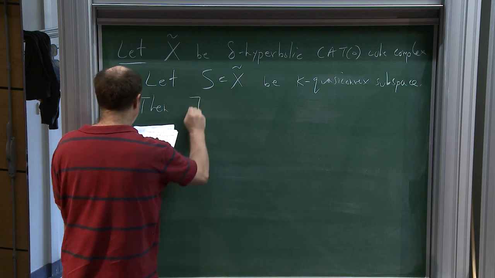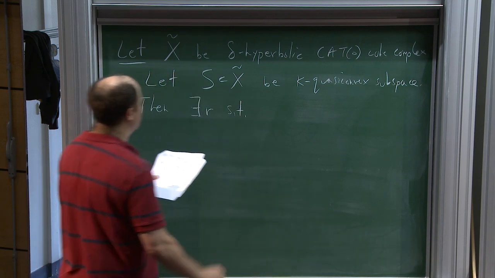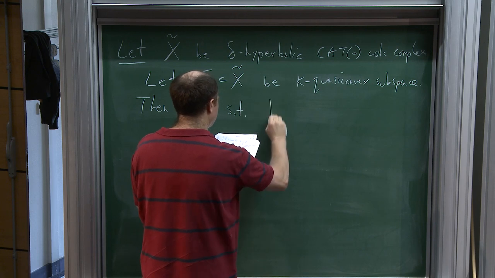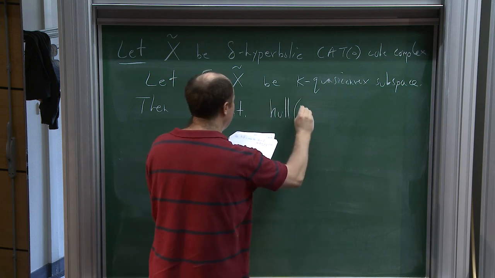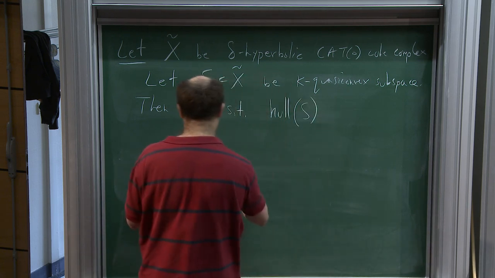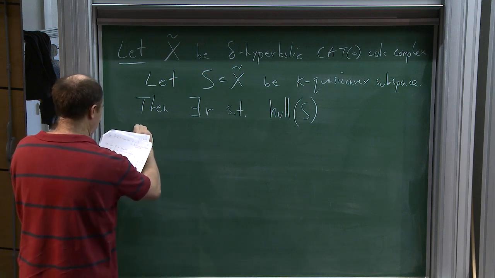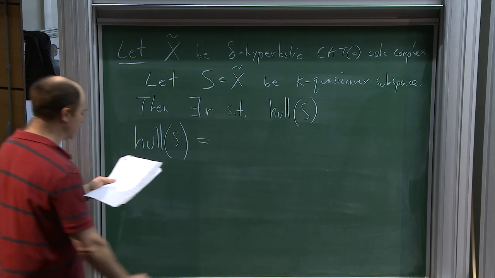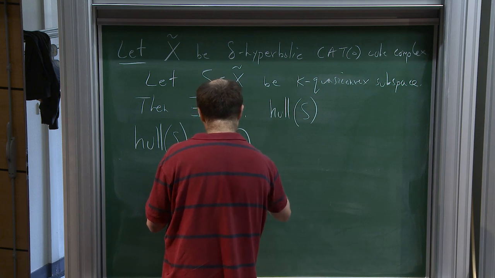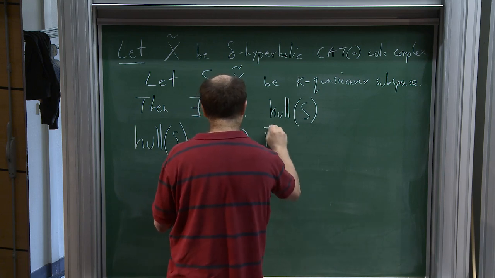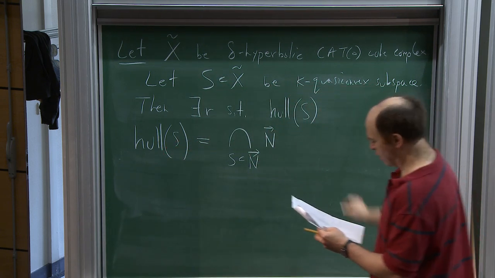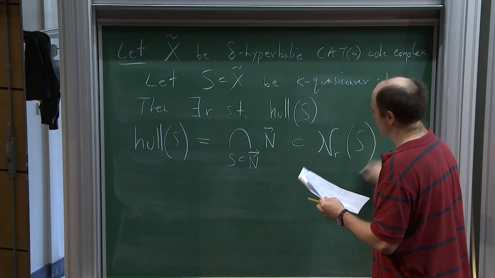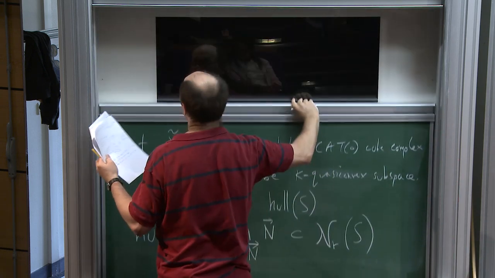Then there exists R such that the intersection of half spaces, of minor half spaces containing S, let me write it over here, such that the hull of S, which is the sort of combinatorial convex hull of S, which is the intersection of half spaces containing S, I'll explain that notation in a moment, is contained in the R neighborhood of S.